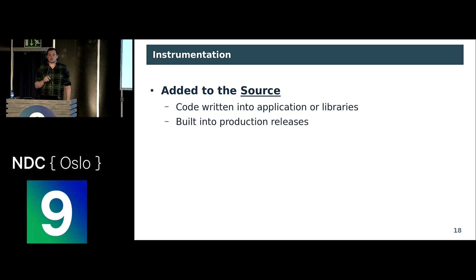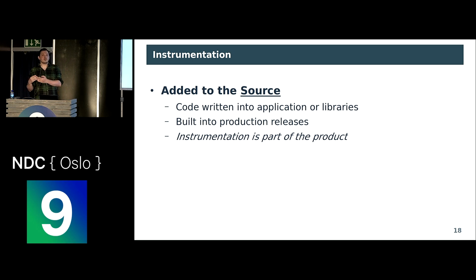Instrumentation is added to the source code. What this means is it becomes part of your product. It's not enabled. You don't turn it on and off. Well, maybe you can turn some more detail on at runtime, but it's always in your code. It's not compiled out with ndebug, for example. It's always there. It's in your production releases, and it's ready for you when you need it to debug a problem.